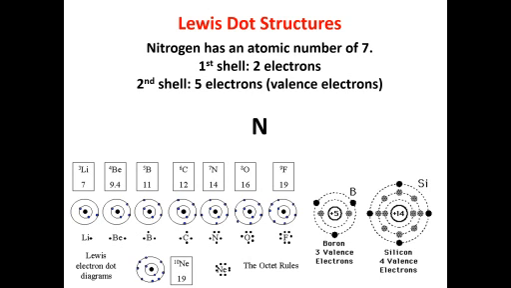Here in this representation down at the bottom, you have 2 electrons that fill the first shell. So you're left with 5. So you have 5 valence electrons. So how do you represent this using a Lewis dot structure?